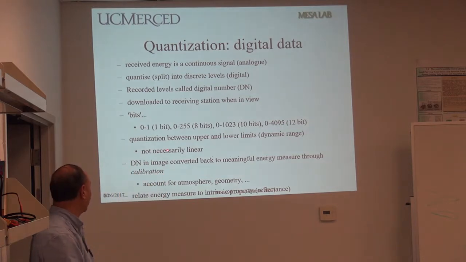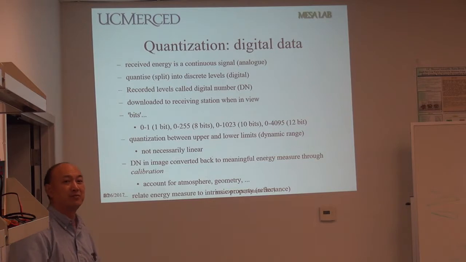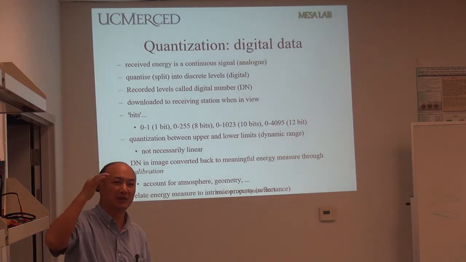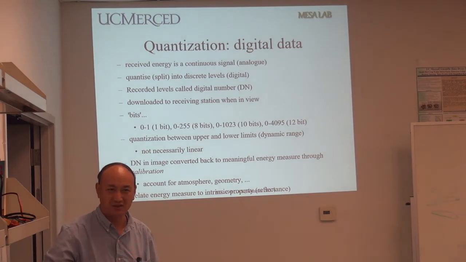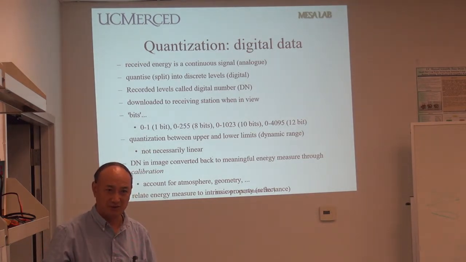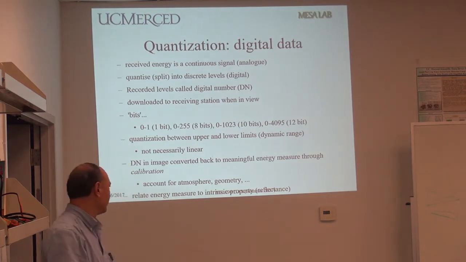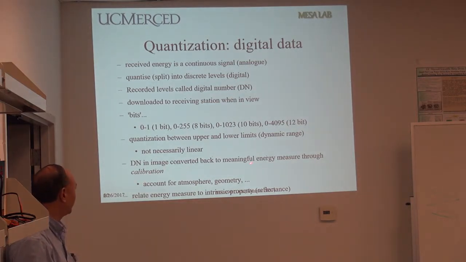Digital numbers in an image are converted back to a meaningful energy measure through calibration. So if you only have DN, it is useless. That's why people say that a nice picture taken from the drone is useless, because that is not even digital numbers. Okay, I'll elaborate on that. So you need calibration, then you will be able to tell the physically meaningful energy measure.